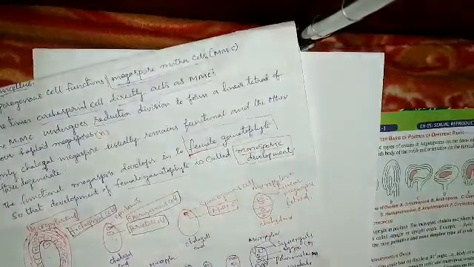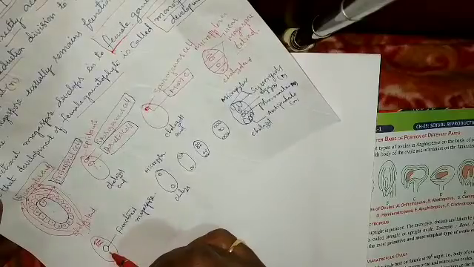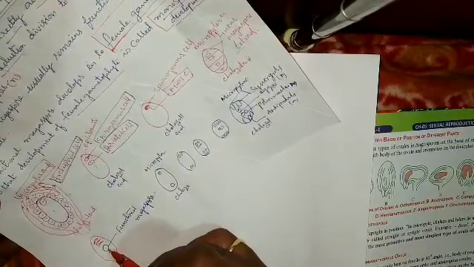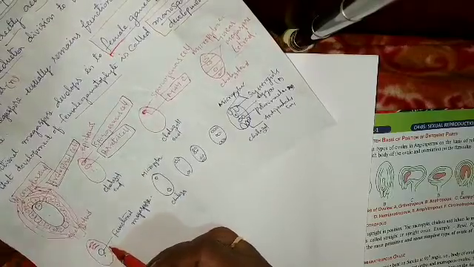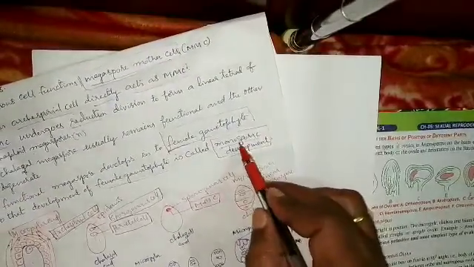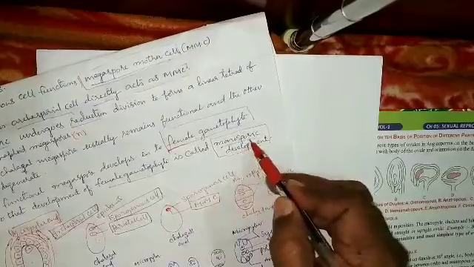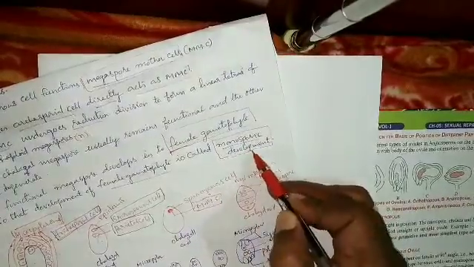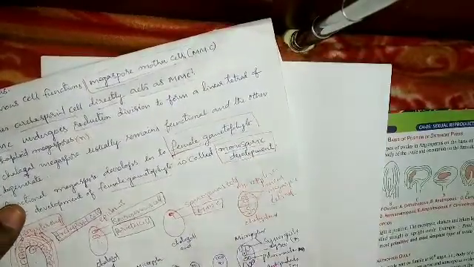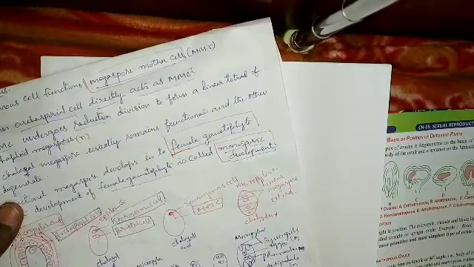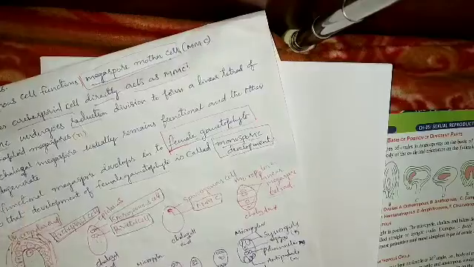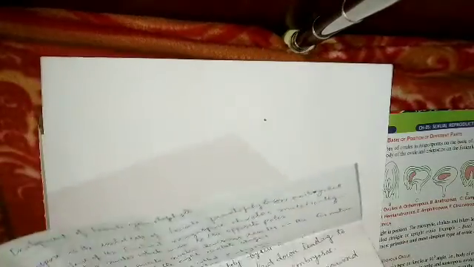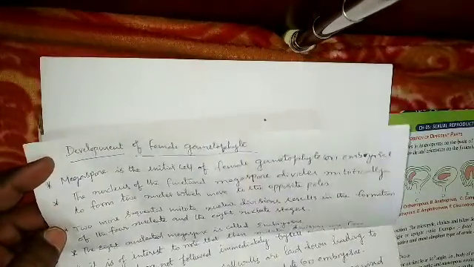Here, from one megaspore mother cell, only one megaspore develops as the female gametophyte, so it is called monosporic development. Like that, the embryo sac of the female gametophyte is formed. So next, what happens?